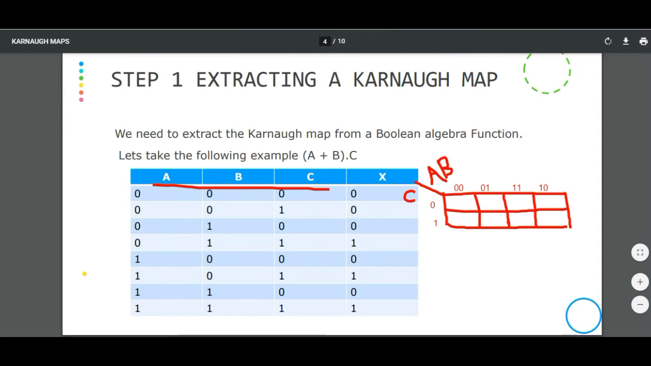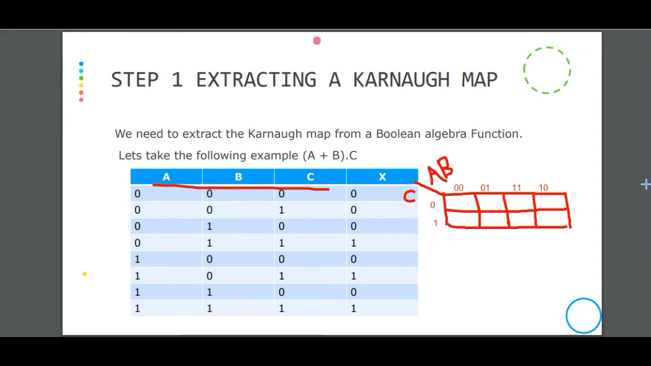So in this case, on how to extract the truth table into a Karnaugh map, we are going to take the values of A, B and C. Here A value is 0, B value is 0, and C value is 0, which means it is this row we are going to take here. So the answer representing X is 0, so we put 0 here. We go for the next one. A value is 0, B value is 0, but C value is 1, which will be this second row. Still the answer is 0, so we put 0 here.